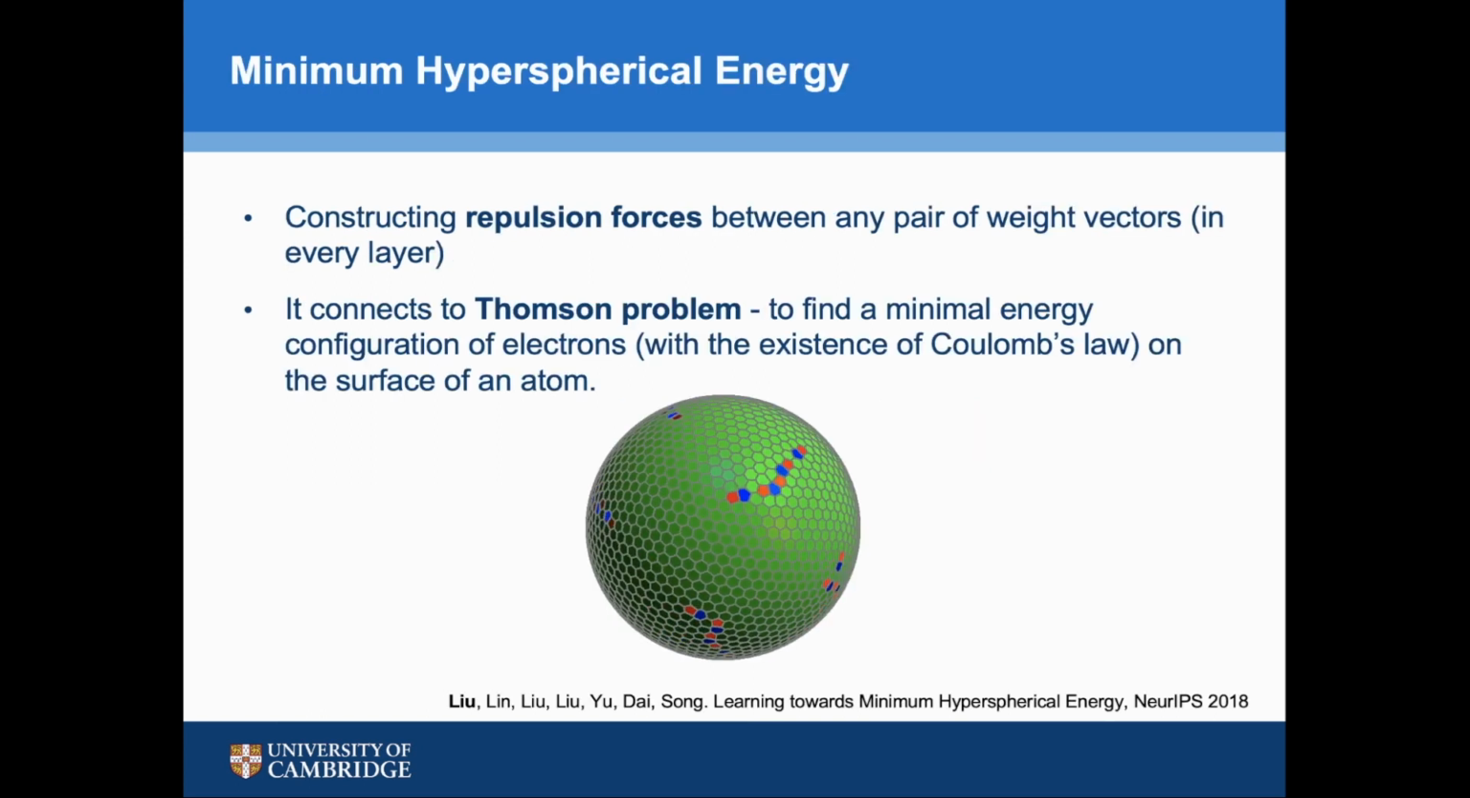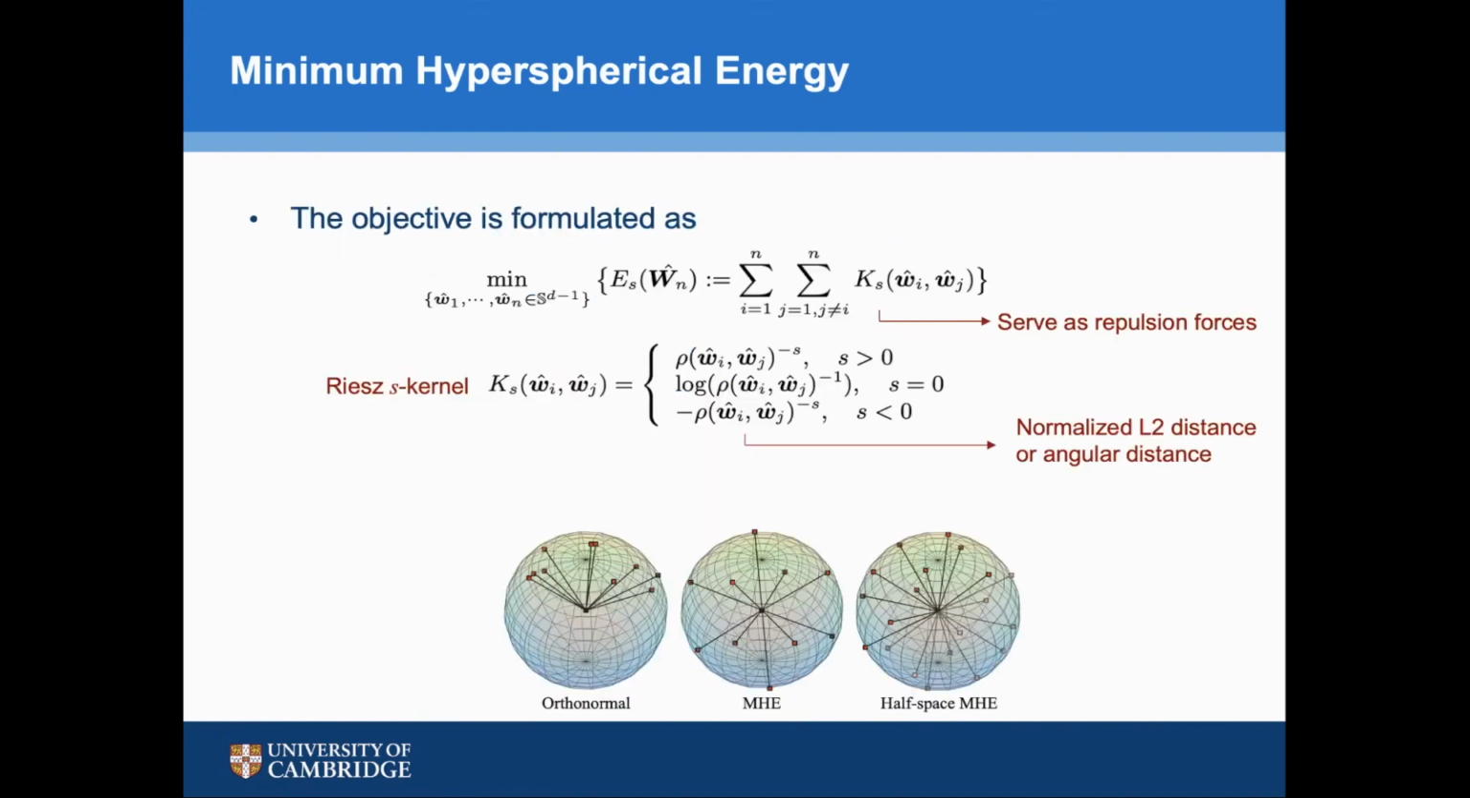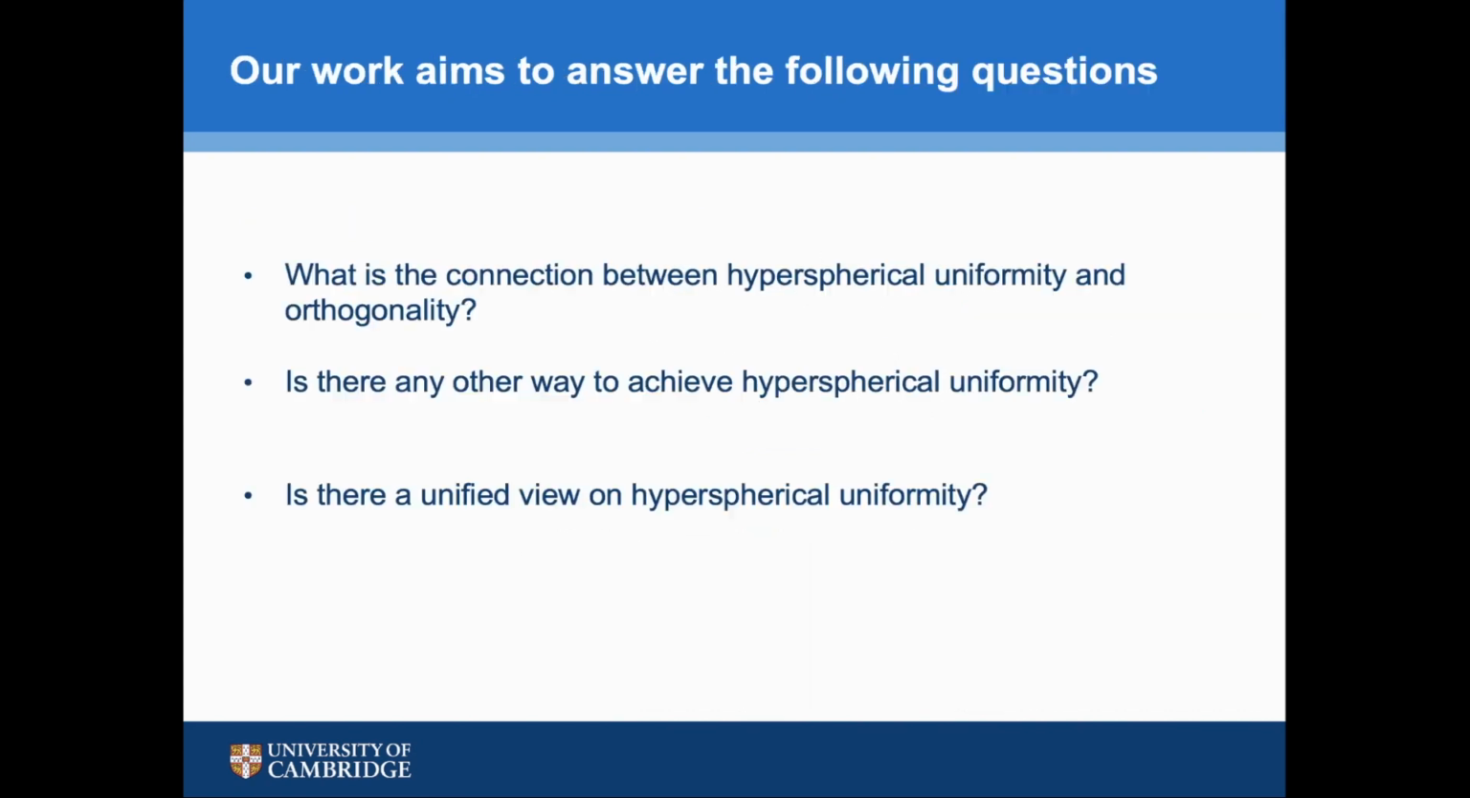Previous work has explored a specific way of achieving hyperspherical uniformity, called minimal hyperspherical energy. It constructs repulsion forces between any pair of weight vectors, and it connects to a famous problem called the Thomson problem. The objective is simply a sum of all possible pairwise repulsion forces, or energy terms, represented with s-kernels.